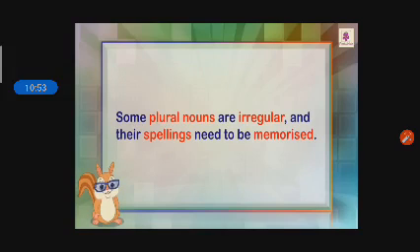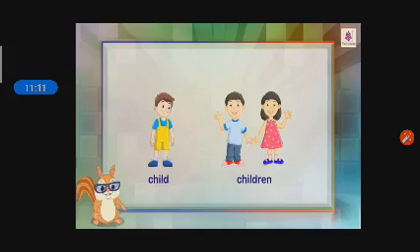Now see, some plural nouns are irregular. We will now see irregular plural nouns, and their spellings need to be memorized. It means their spelling will totally change in the plural form. See, child, there is one child, but here CHILDREN, children. Okay, so this is the plural form of child. The spelling is totally changed. No need to add IES, S, ES, VES. You have to change the whole spelling.